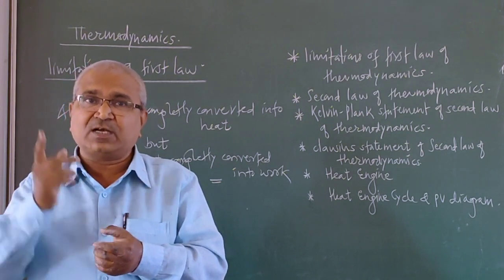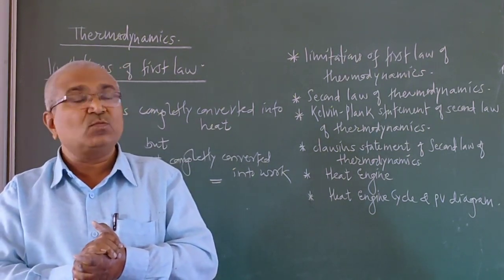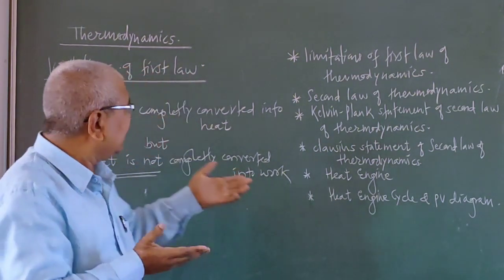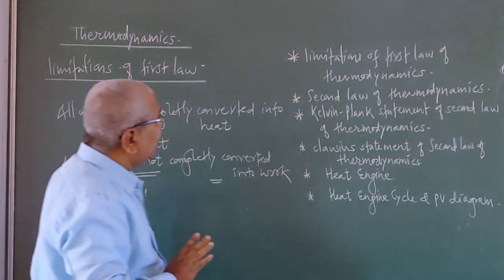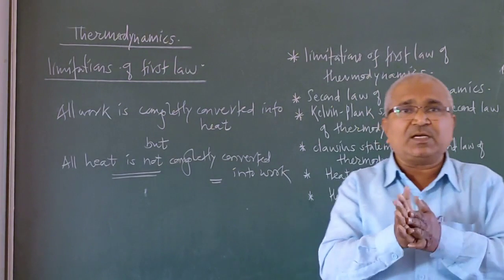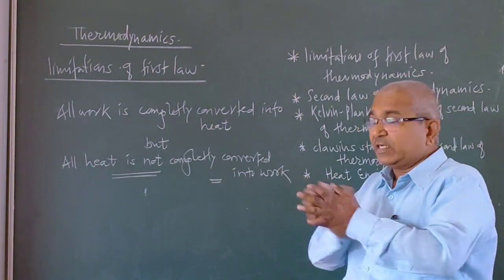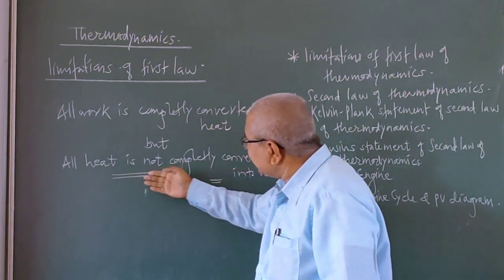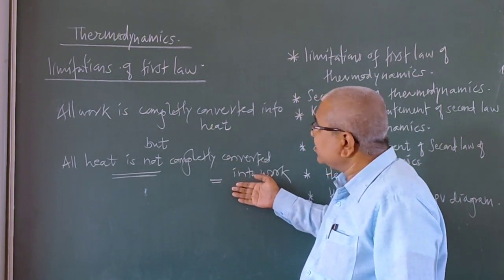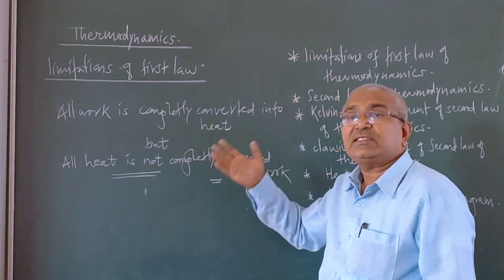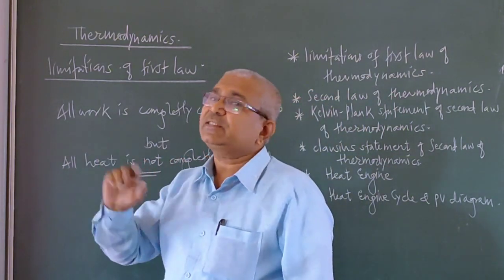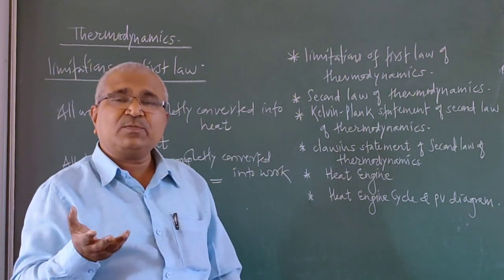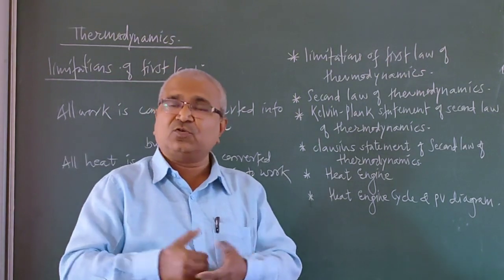The second limitation that I have already written on the board is the most important thing regarding the heat engine. What is the second limitation? See here. All work is completely converted into heat. I have given the example of rubbing the palms of the hands, where work is converted into heat. But all heat is not completely converted into work. So this phenomenon is not explained by the first law of thermodynamics, isn't it? Have you understood this?